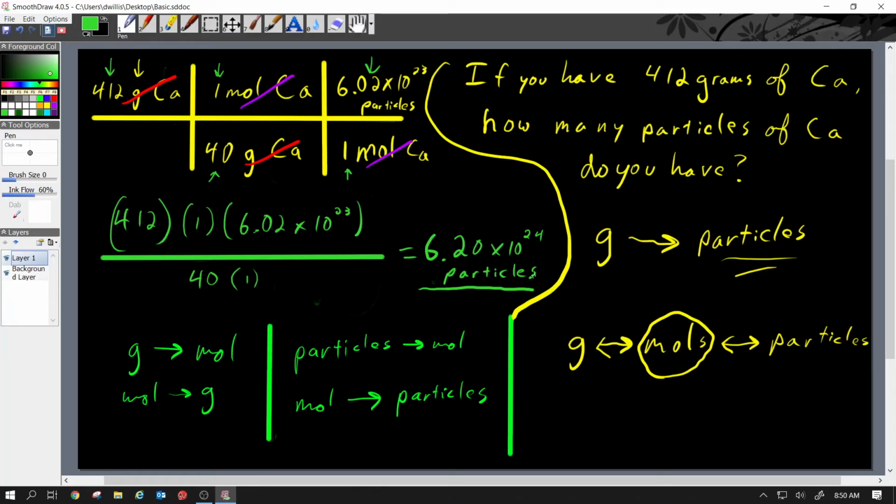All right. Are there any questions about how we got that? All right. Let's do one more going from particles back to grams, just for fun. All right, particles back to grams.